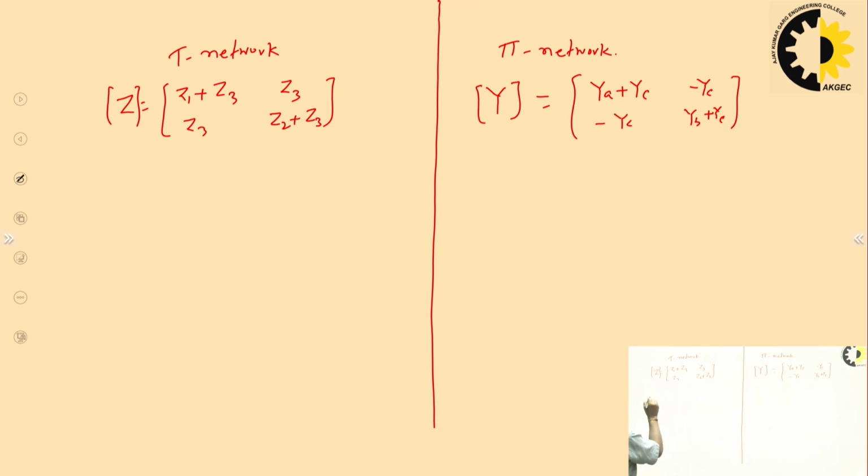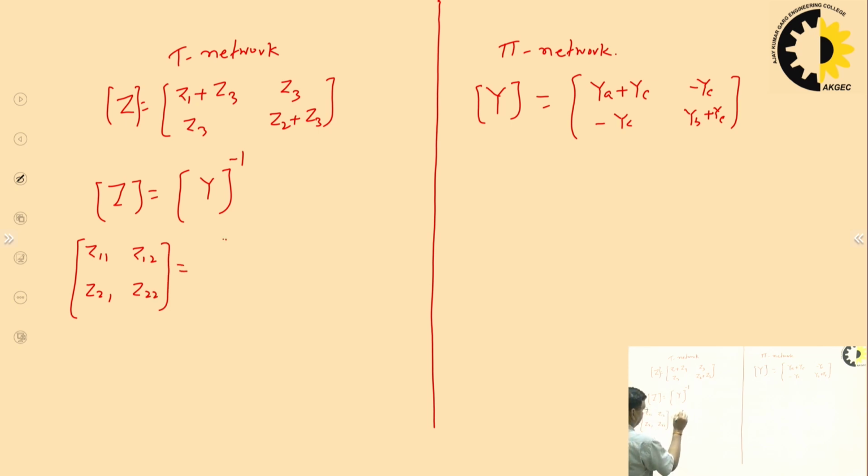We also know that Z is equal to Y inverse. So we can find the Z parameters in terms of the Y parameters or Y parameters in terms of the Z parameters. So first we go for this relationship. Here we can write Z11, Z12, Z21, Z22. Okay. Then we write Y11, Y12, Y21 and Y22. Okay.